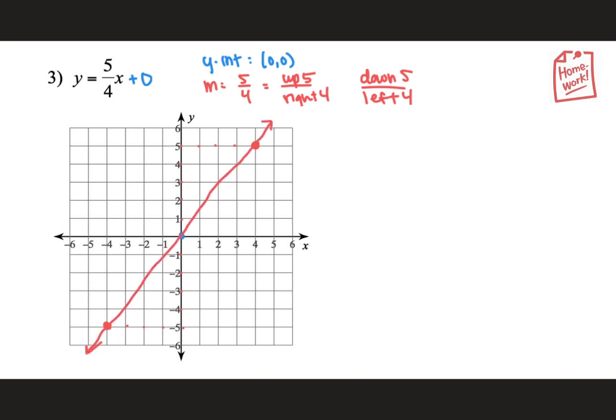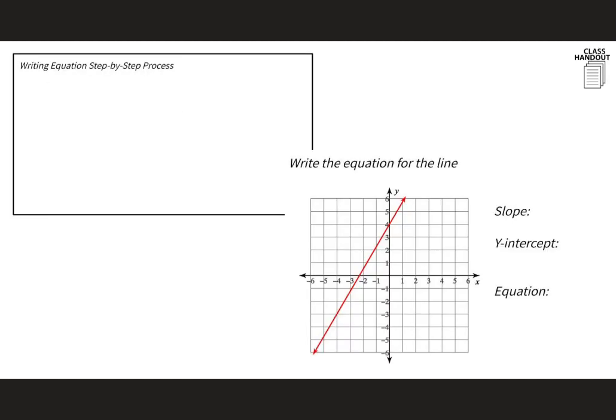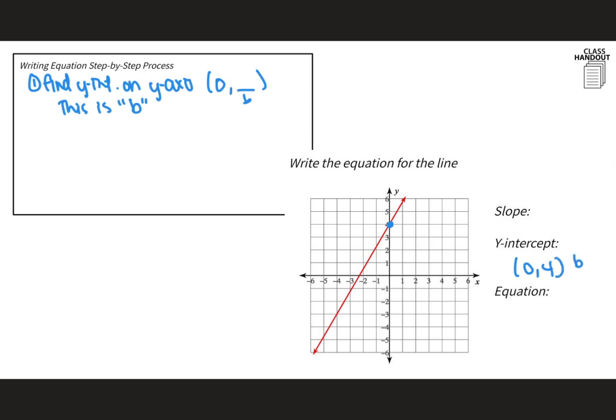So there's my line. All right, so now let's talk about how to write an equation in slope-intercept form. So first thing we need to do is we're still going to begin at our y-intercept. So we're going to find the y-intercept on the y-axis, and we're going to write it as (0, b). So looking at this example, I see that this is my y-intercept. My y-intercept is (0, 4), which means that b is equal to 4.